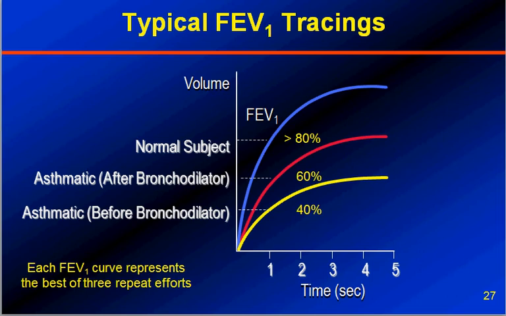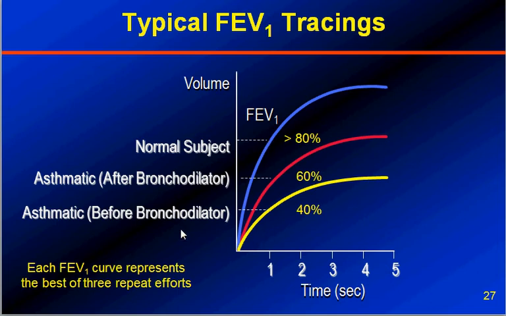The typical FEV1 tracings will be like this. This is the time in seconds and this is the volume. This is the time volume graph, unlike what we have seen earlier of the flow volume graph. In the time volume graph, for the normal subject, the FEV1 will be more than 80%. That means 80% of the volume of the air is expelled out or exhaled out in the first second.